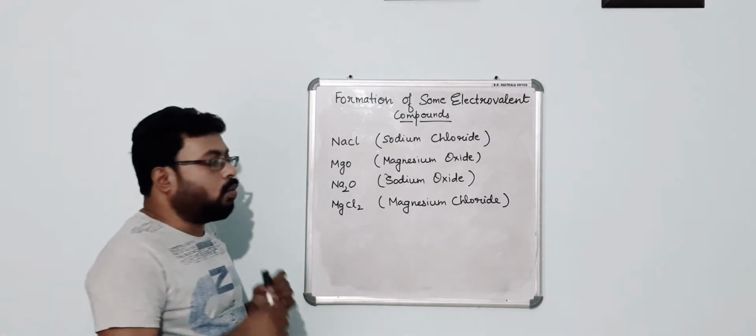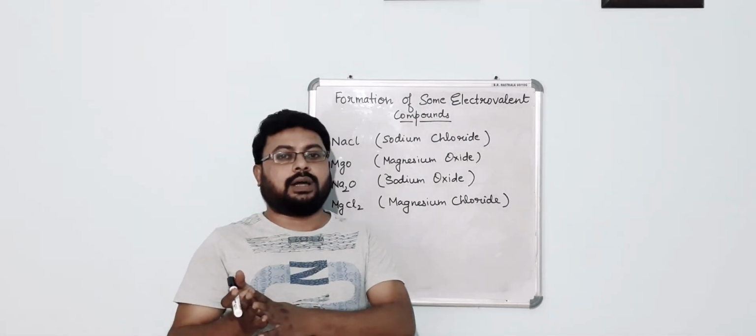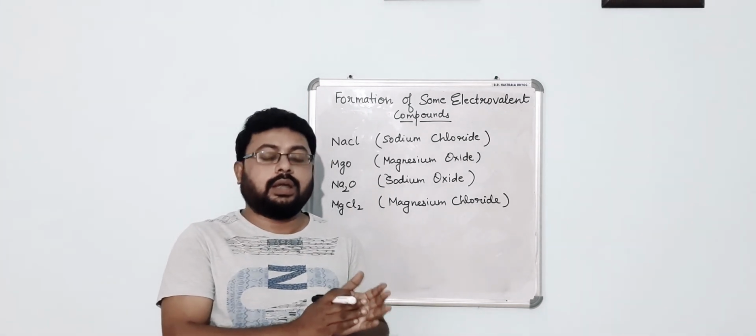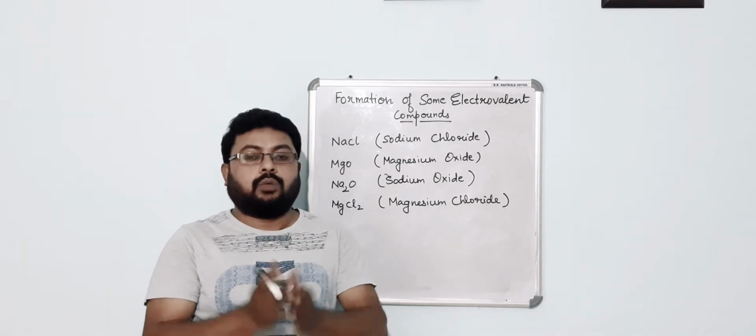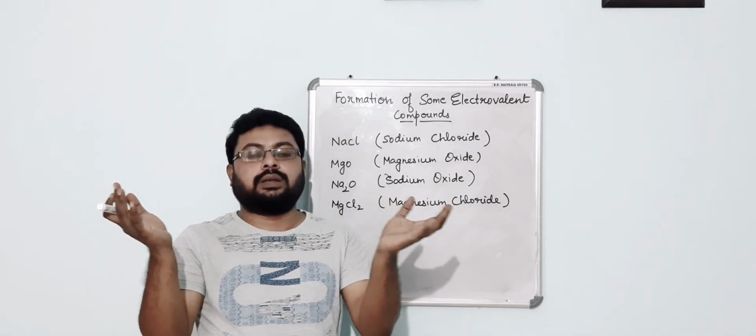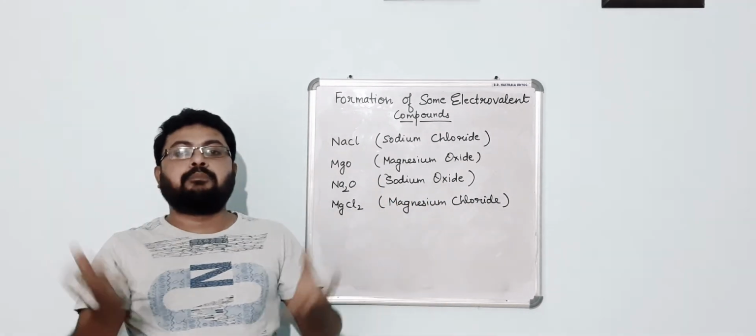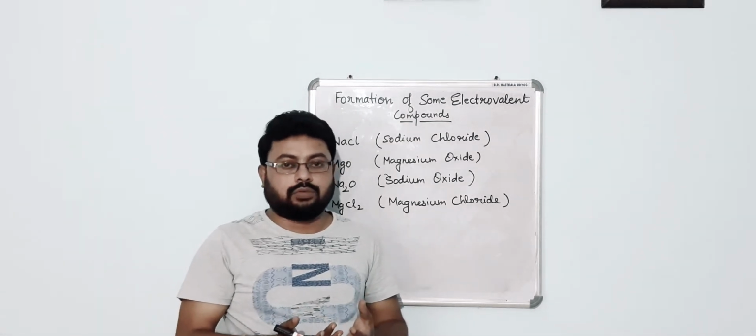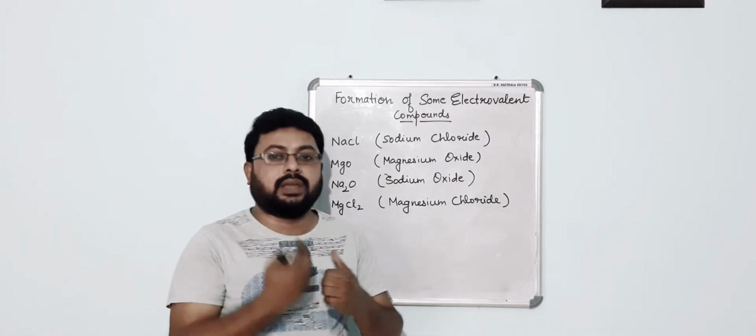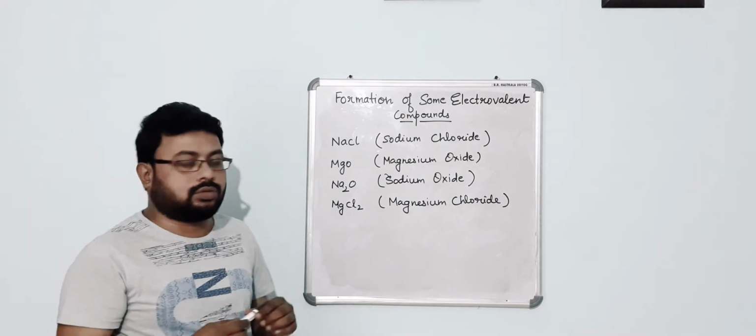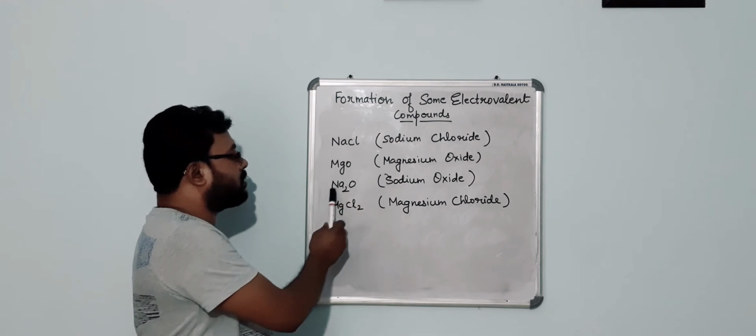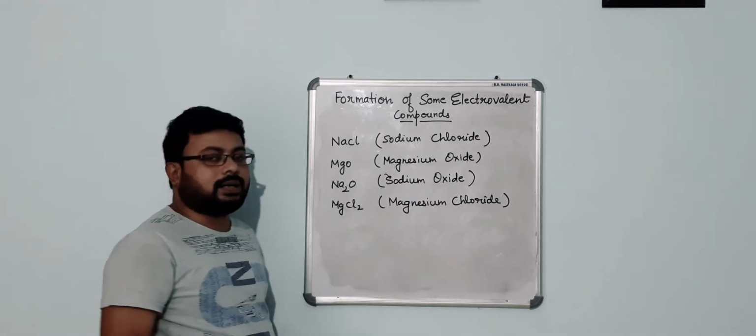So what happens when an electropositive atom comes in contact with an electronegative atom? This is what I'm going to talk about. What if the atoms have two extremes in relation to the number of electrons in the outermost shell, when they meet together, what type of bond forms, and how do they behave? This is what we are going to study, and I have taken 4 examples: sodium chloride, magnesium oxide, sodium oxide and magnesium chloride.